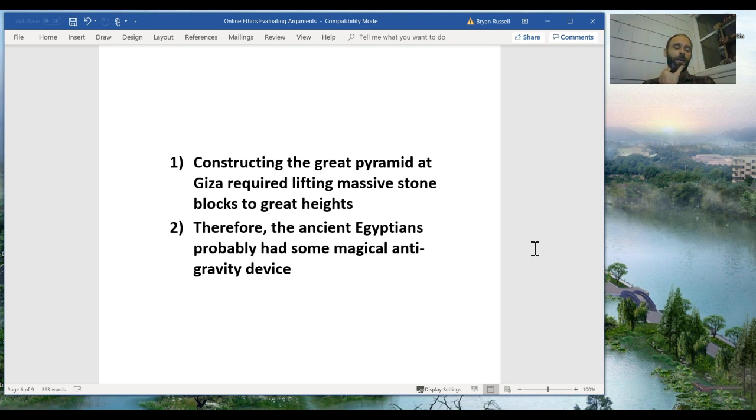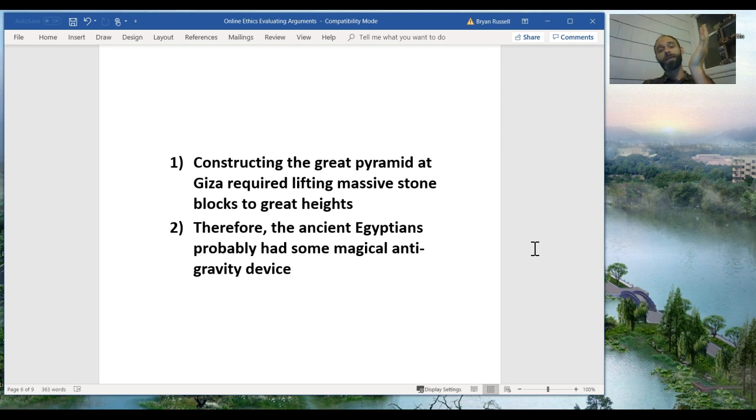There are certainly other more reasonable, more likely explanations for how they could have lifted the massive stones to great heights. Again, if you don't have the relevant background knowledge, this is some research you can do. How did the ancient Egyptians lift these massive stones to great heights?